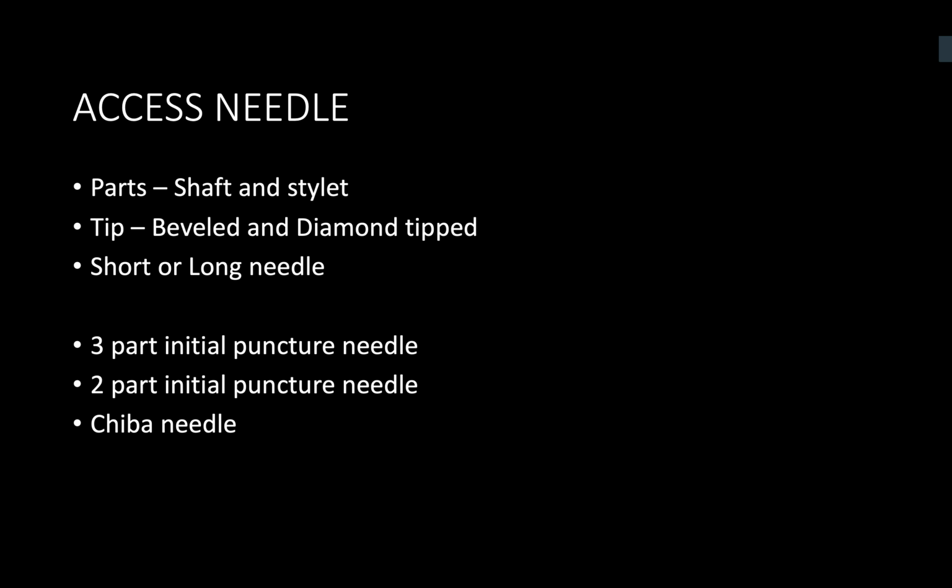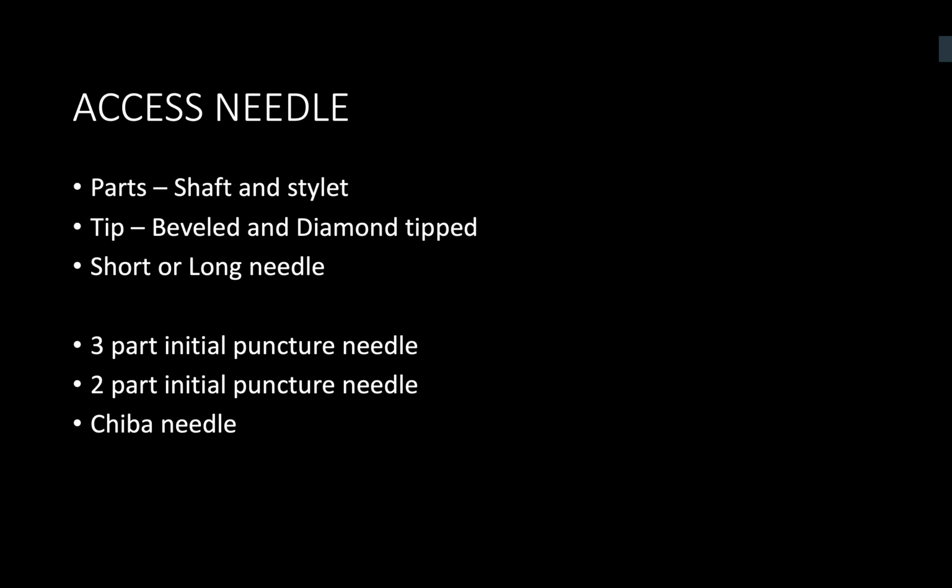So the access needle, there are mainly three types. One is called an initial puncture needle. So there are 3-part initial puncture needle, 2-part needle, and Shiba needle. The most commonly used one is the 2-part needle, where there is an inner stylet and an outer sheath. The only difference in 3-part is it has an extra outer sheath which is very thin.